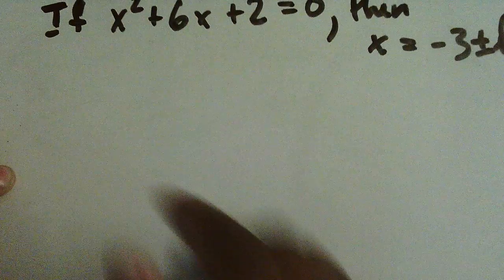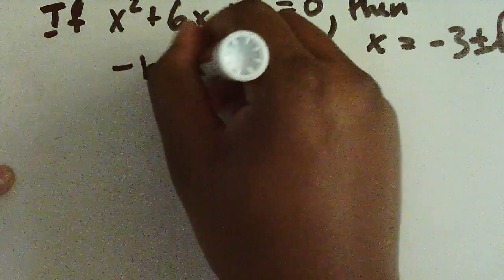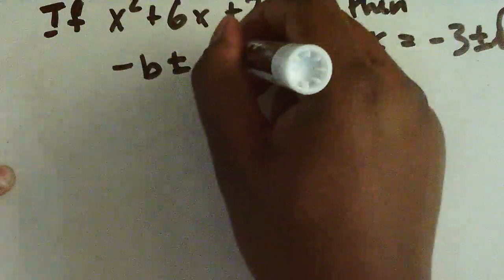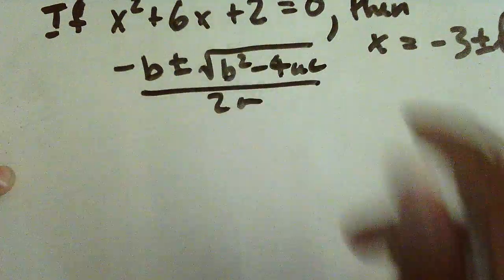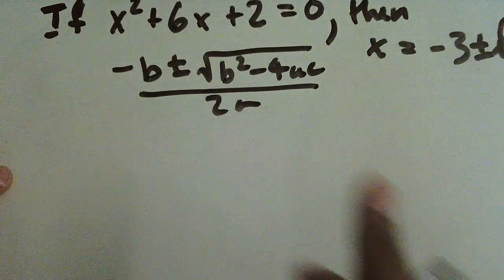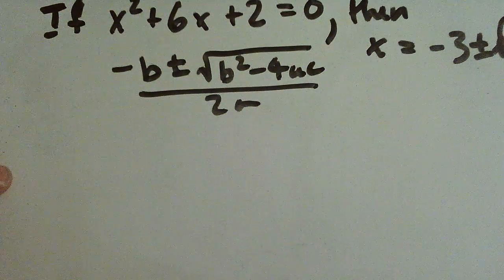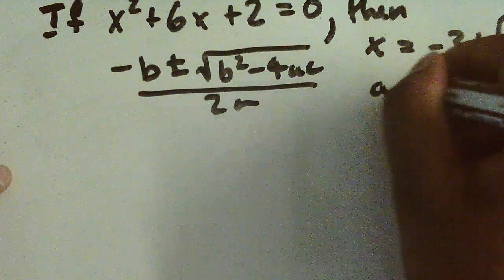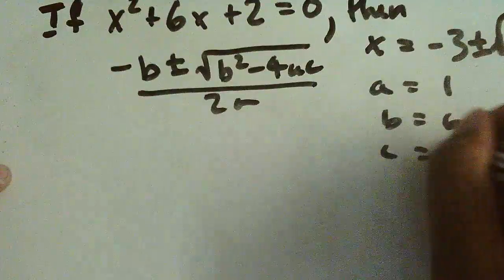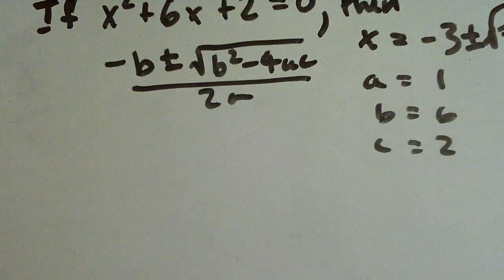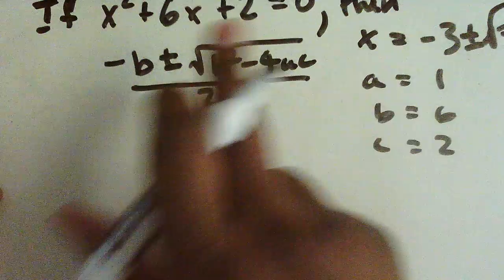Remember, our quadratic formula is negative b plus or minus the square root of b squared minus 4ac all over 2a. So now, what's step one? Identify the a, b, and c. In this case, a equals 1, b equals 6, and c equals 2. Y'all follow me so far? So then we're going to plug all of these values into our formula here.